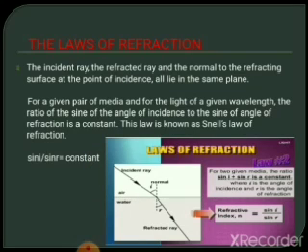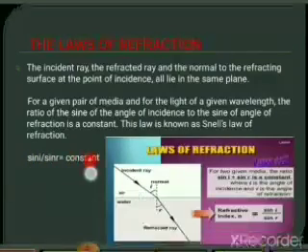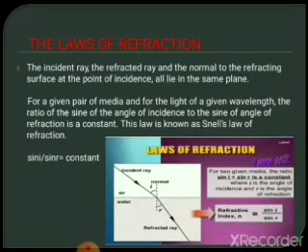Which means, what was the medium? If this was air and this was water, how can I get the refractive index of water? If I divide sin i upon sin r, I will always get a constant. This constant will always remain forever. Whenever I take a pair of media, that is air and water, I will always get a constant. So that constant is nothing but the refractive index of water. If I consider this medium as water and take sin i upon sin r, I will get the refractive index of water.